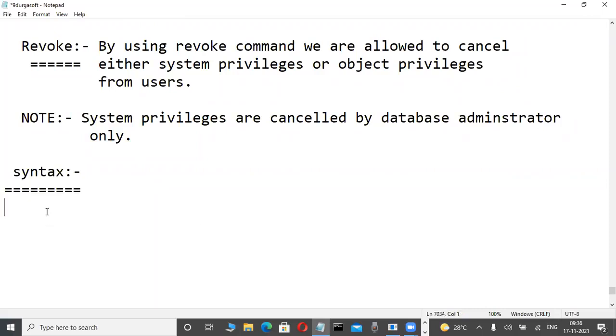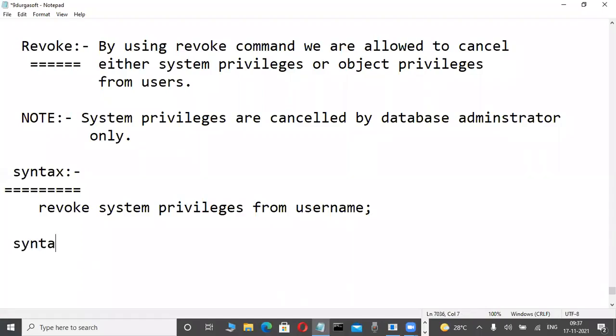Grant ... to ..., revoke ... from ... Write it. Nothing else. Now, revoke is there in every database. Revoke system privileges from users. Note that from is a keyword, not to. Users: username1, username2, any number of users is possible.